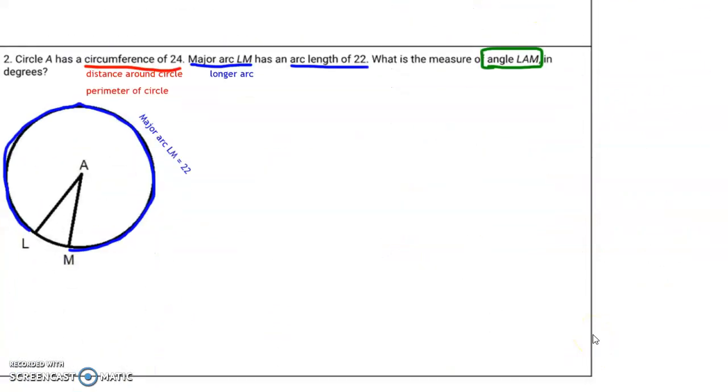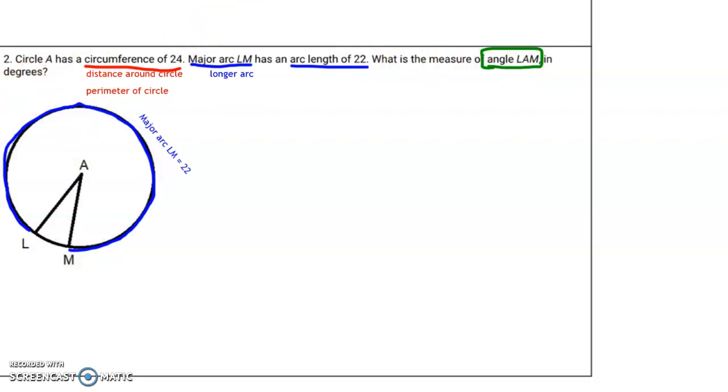Not too bad. For the next question, it tells us that the circle has a circumference of 24. This circle's total distance around is 24. We know that major arc LM, which is the longer arc, has a length of 22, and it asks for the measure of angle LAM in degrees.